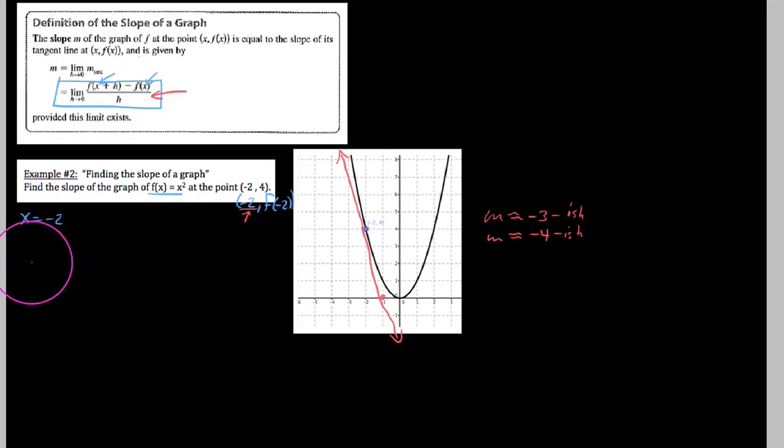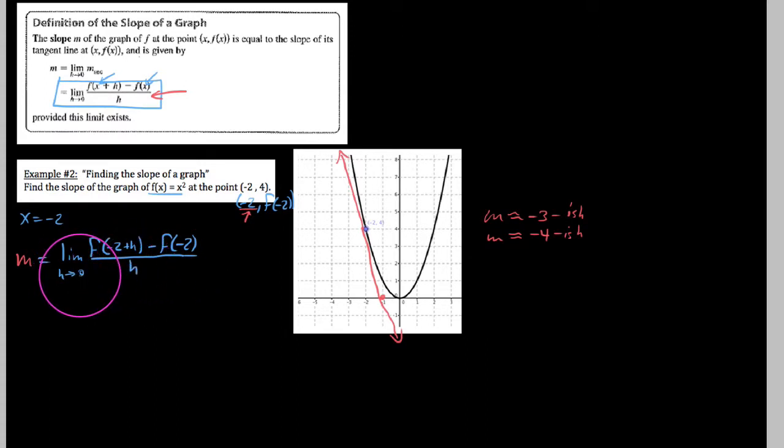So what we're going to do is say the slope overall of my graph is equal to the limit, a lot of rewriting when we do these, as h goes to 0 of this. It would be f of our x value, which is -2, plus h, minus f of our x value, which is -2, all over h.